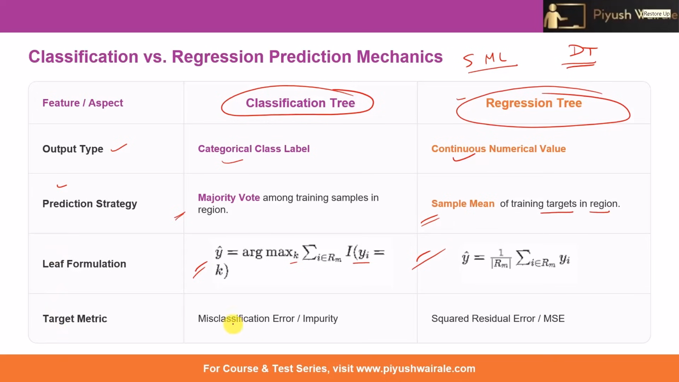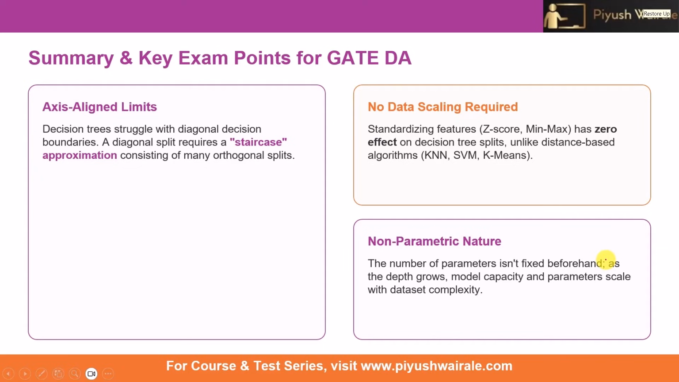Then the target metrics: misclassification error and impurity. These will be the metrics in the case of a classification tree, and we will see both of these in upcoming lectures. And in a regression tree, it will be the squared residual error, MSE. We have seen this already. Okay, so this was it.